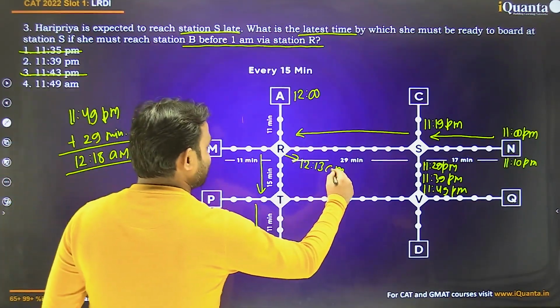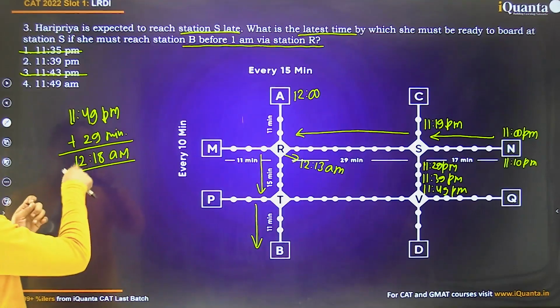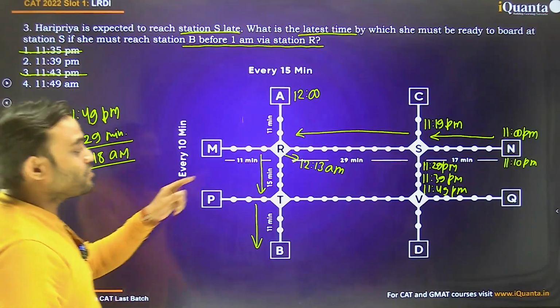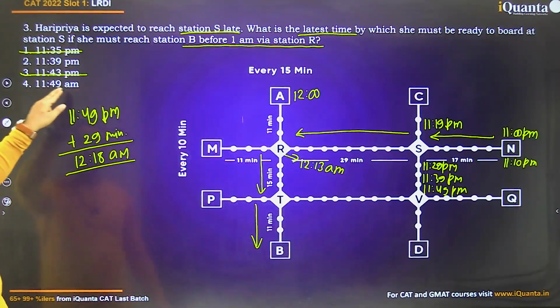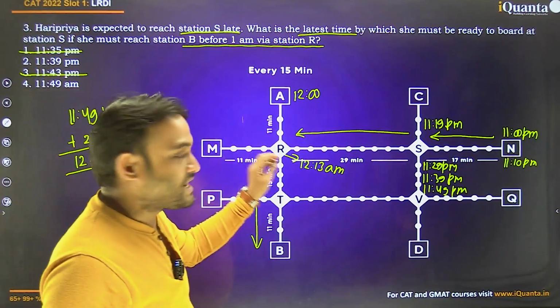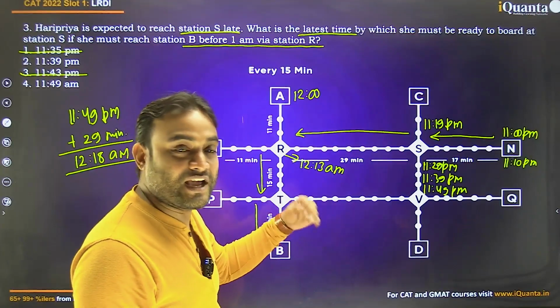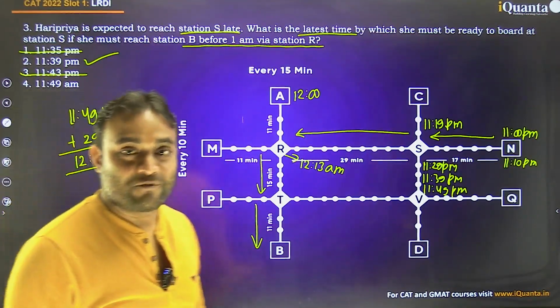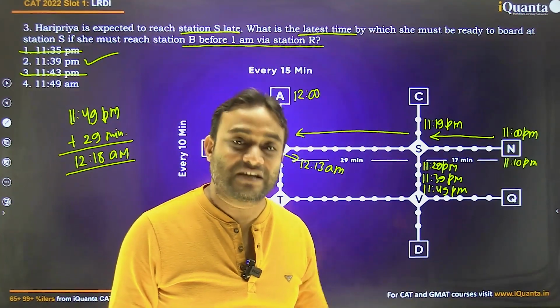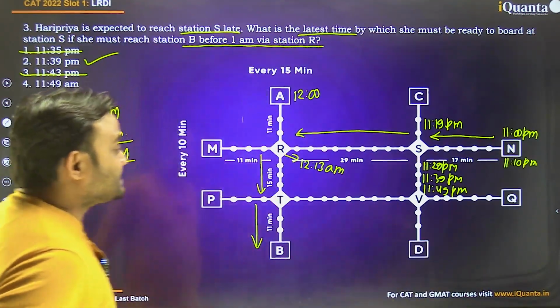Now in that case, C is reaching R only at 12:18 a.m. So C won't be able to catch this train, right? If C takes this train, C won't be able to catch this train. So can we say that the answer must be 11:39 p.m.? We don't even need to check, but anyway, we will check it.